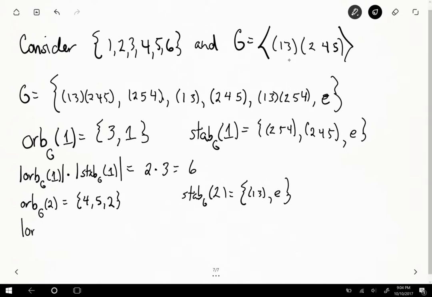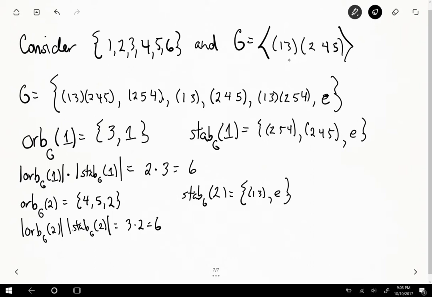One thing I want you to take note of again. Notice we had some different things happening. If I take the orbit of 2 and multiply by the stabilizer of 2, well, notice we have 3 times 2 this time, and that equals 6. Is that a coincidence? Well, let's take a look. Maybe we'll try another one that doesn't seem to appear. Notice 6 doesn't appear anywhere, right?